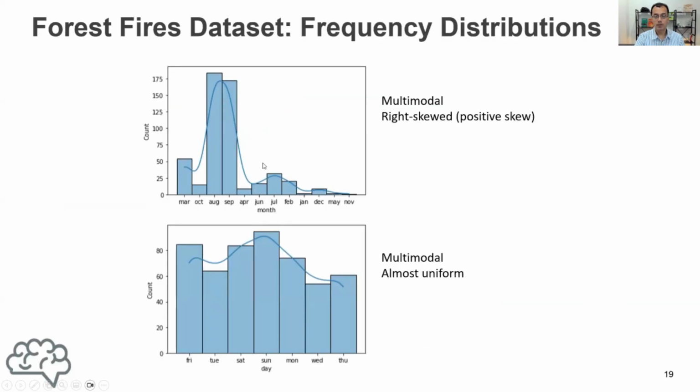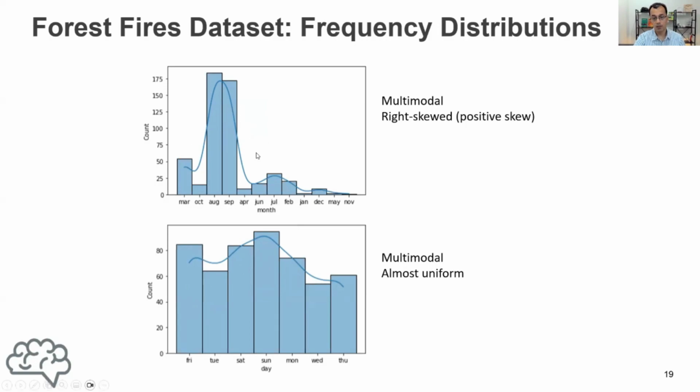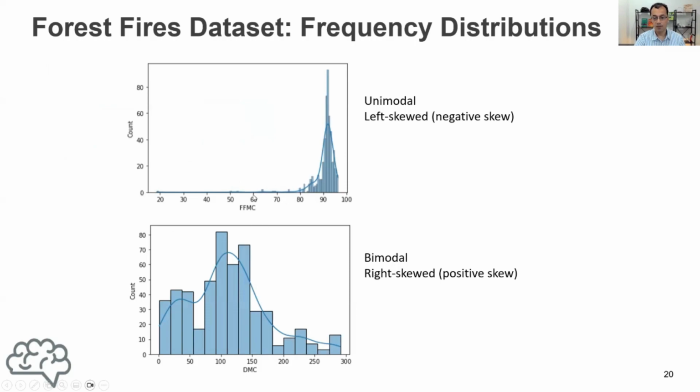Here we have the frequency distributions for other variables, like the month that we've seen before and the day. In the case of the day, we can observe three modes. So this is a trimodal or a multimodal distribution. But this is also an almost uniform distribution. And this one doesn't have a tail as long as the tail that we saw in variable FFMC, but it also has a tail, in this case to the right, or a positive tail. Again, we have variable FFMC and we have variable DMC with a short right tail.